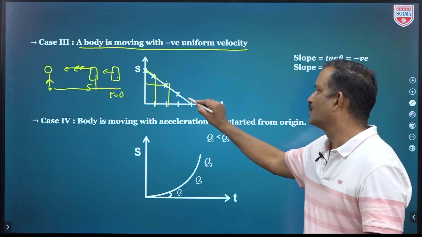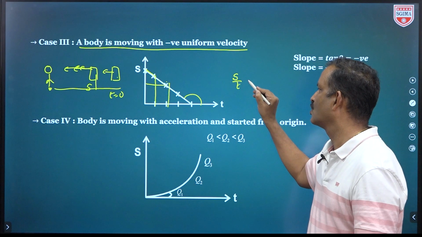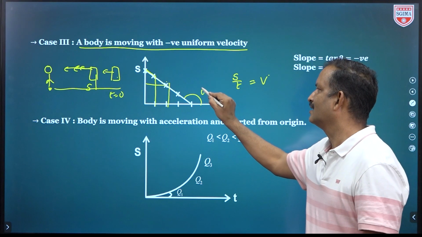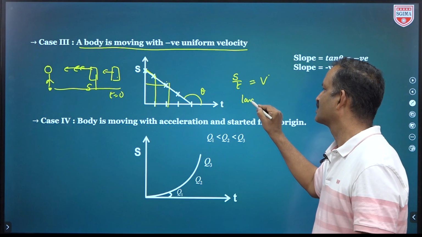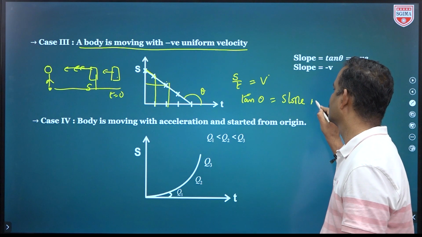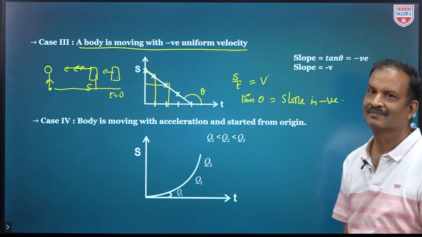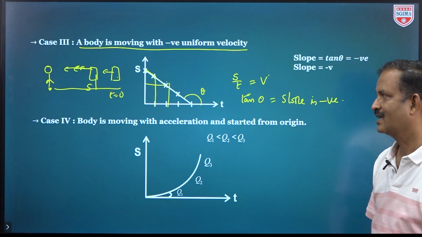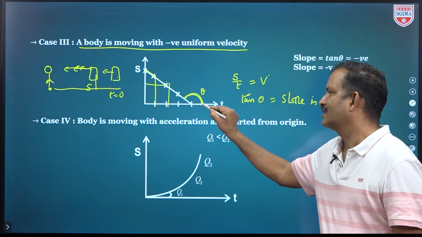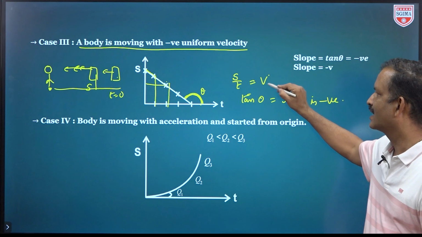Here, the slope. We already know that the displacement time graph slope is velocity. Here, theta. Tan theta is obtuse, so the slope is negative. So, velocity is negative. Displacement decreases, so velocity is negative. Here also we can say that theta is more than 90, tan theta is negative, so the slope is negative, and it gives the negative velocity.